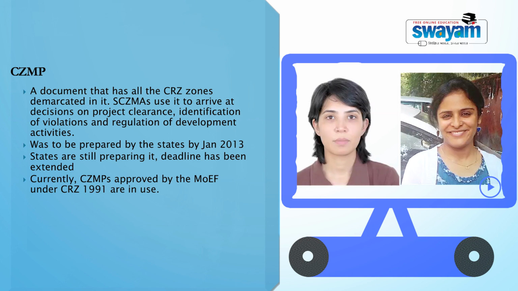Currently, SCZMAs are using the CZMP prepared under CRZ Notification 1991. Although the new notification that came in 2011 asked all the states to prepare new CZMPs by January 2013, the states are still preparing it. MOEF has already extended the deadline for CZMP preparation twice, and a third extension is expected.